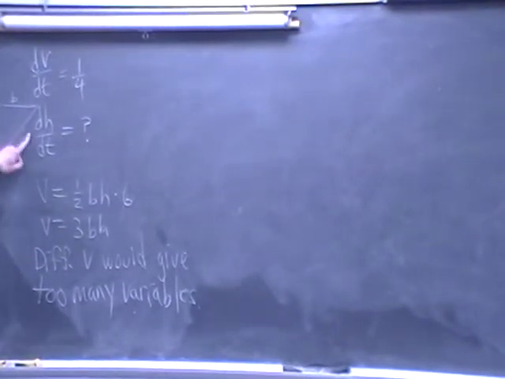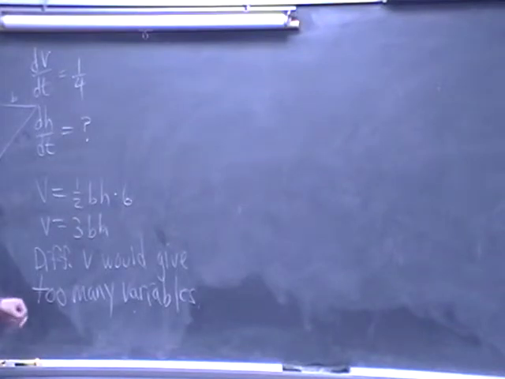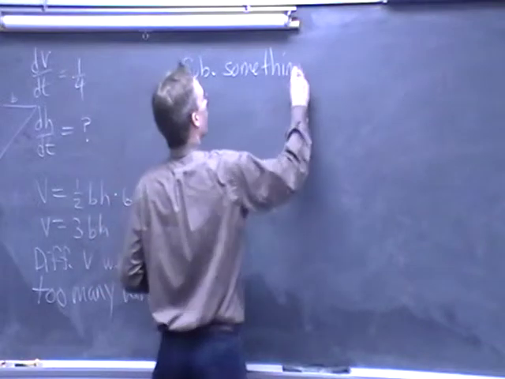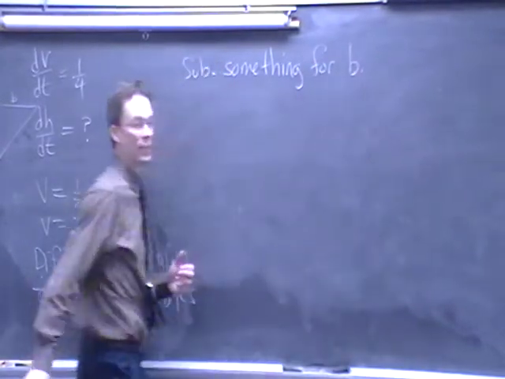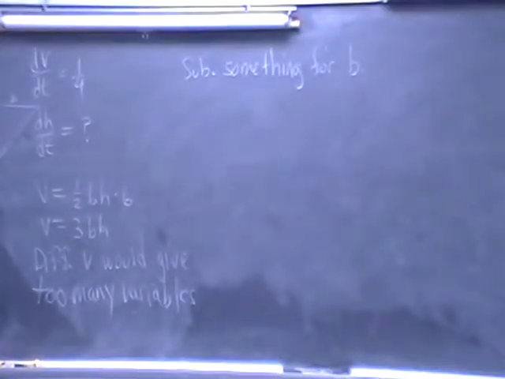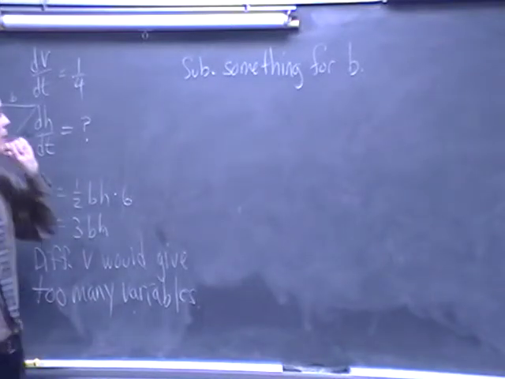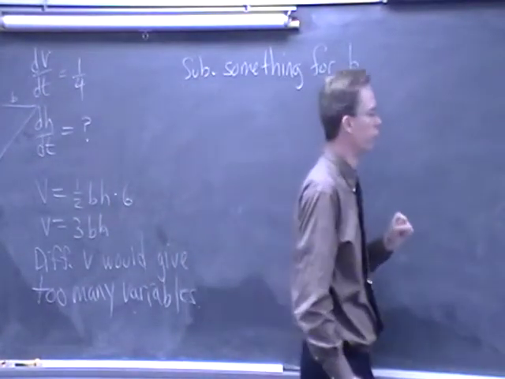I still want my dH over dt. So guess which variable I want to get rid of? B. Yes. Now substitute something for b, so that we'll still have an h or a dH over dt in our product. If we get rid of the h, then we won't have a dH over dt, and we won't know what it equals. 6. Okay, this. Or 12. 18H.